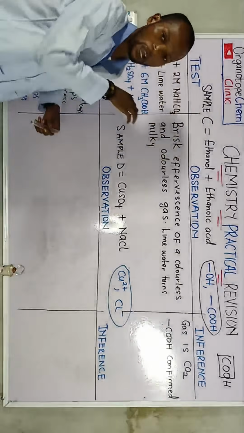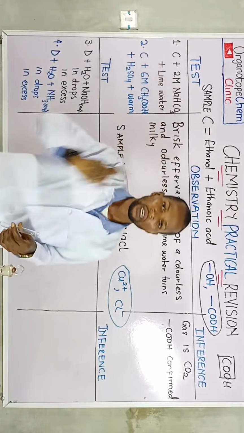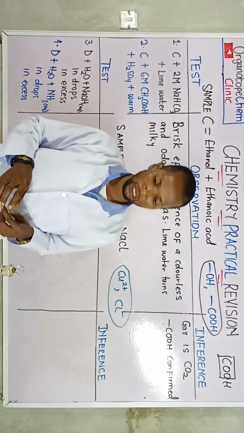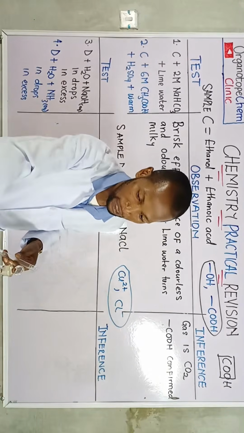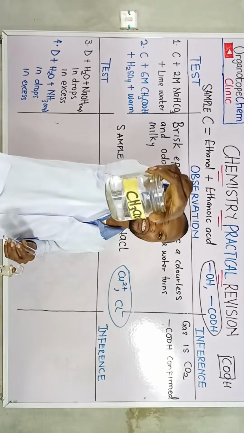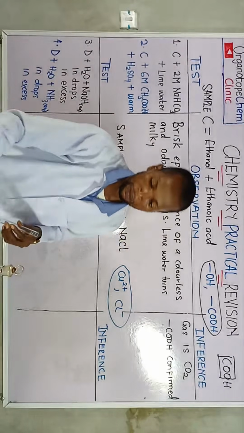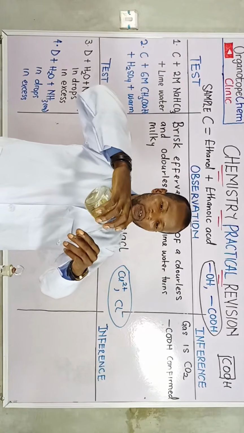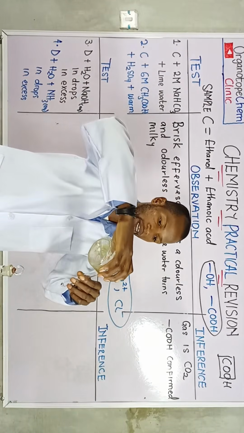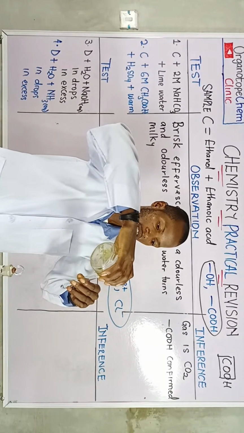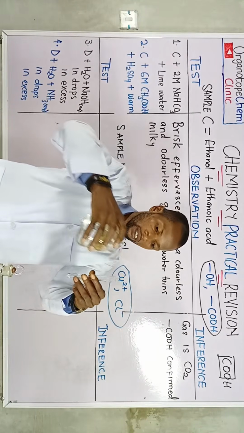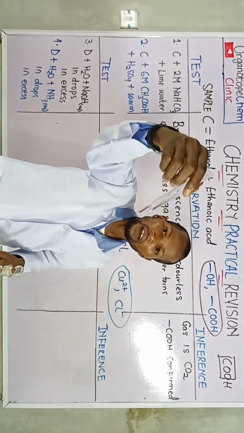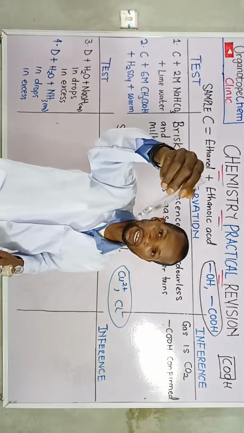The next thing is to have 6 molar ethanoic acid. I have my 6 molar ethanoic acid right here. It has been prepared. So here is ethanoic acid. I'm going to add ethanoic acid right now. Okay, on adding ethanoic acid, we have no visible reaction yet.